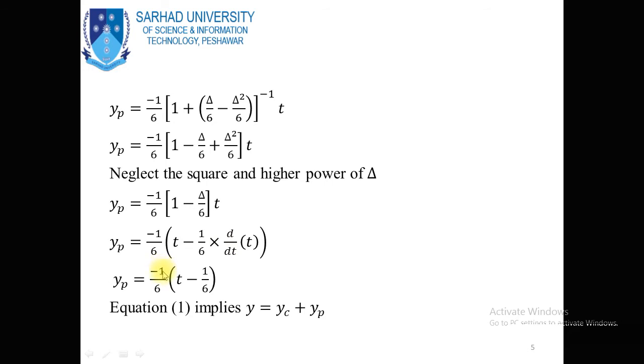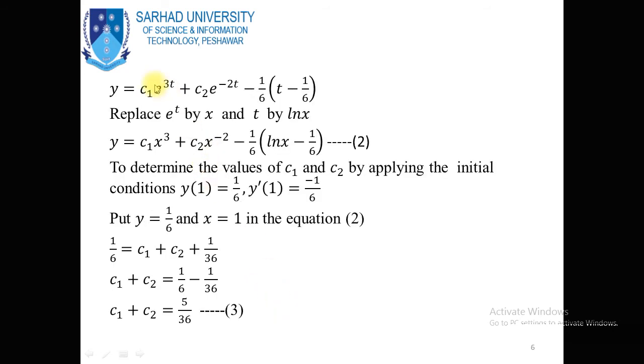So we obtain minus 1 over 6 into t minus 1 over 6. So the overall general solution of the given differential equation is equal to complementary solution plus particular solution. Putting complementary solution and particular solution, we obtain the general solution of the problem c1 e power 3t plus c2 e power minus 2t minus 1 over 6 into t minus 1 over 6.